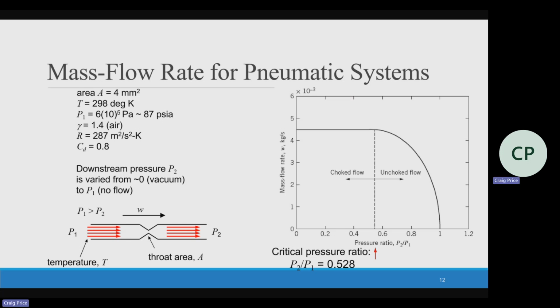Another way we can look at it is the pressure ratio. If I'm looking at pressure ratio versus mass flow rate, the mass flow rate is going to stay constant if the pressure ratio is less than the critical pressure ratio, 0.528. So on the left-hand side, this is choked flow. It doesn't really matter what the pressures are, as long as my downstream is a lot lower than my upstream. We have choked flow, and then there's a certain point at that critical pressure ratio where we see a nonlinear relationship.